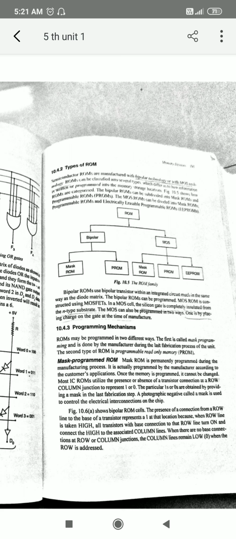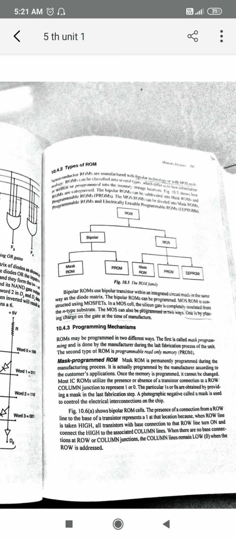Under the category of read only memory, we have two types: bipolar and metal oxide semiconductor. The bipolar is again classified into two types: the MOS read only memory and the programmable read only memory. Metal oxide semiconductor memory is classified into three types: mask read only memory, PROM, and electrically erasable programmable read only memory.